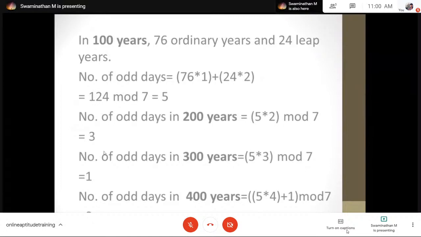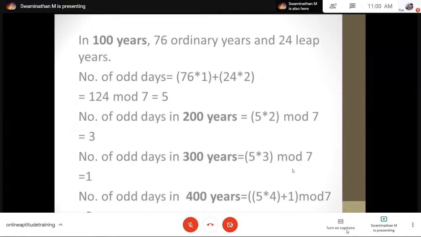300 years, 5 into 3, 15 mod 7, 1 odd day. And in 400 years, 5 into 4, 20 odd days, plus 1 odd day. That is because 400 is divisible by 400, so it will be a leap year, so I am adding one more day. So 5 into 4, 20 plus 1, 21 I am getting. 21 mod 7 is 0.